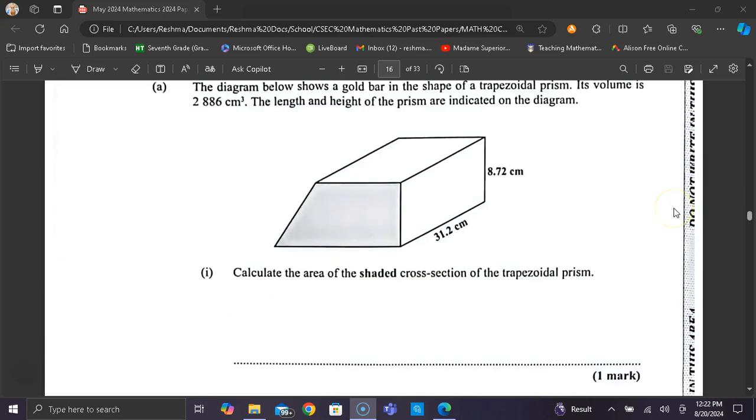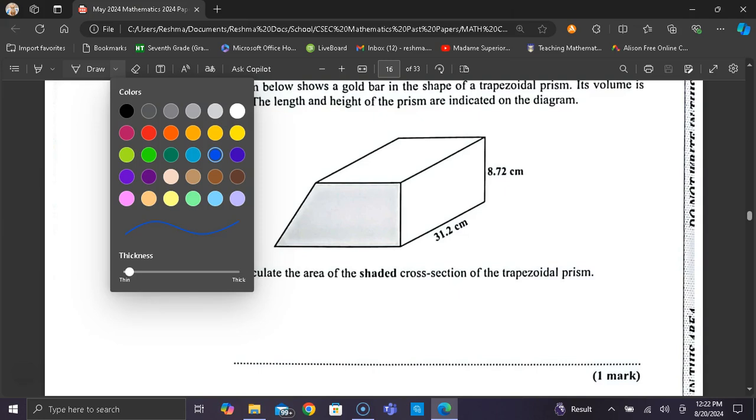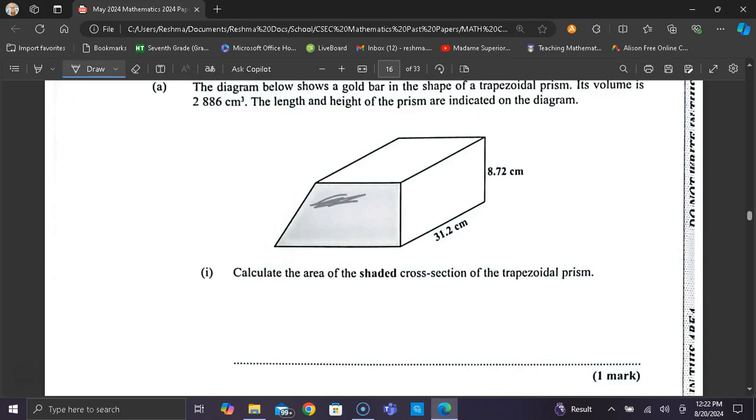So I'm not sure if you are seeing that gray area clearly. That's the shaded section, right? So you have to calculate the area of that shaded section for 1 mark. So let me just shade it in gray. Okay. Excuse my poor shading skills. So the shaded area, of course, is the area of a trapezium.